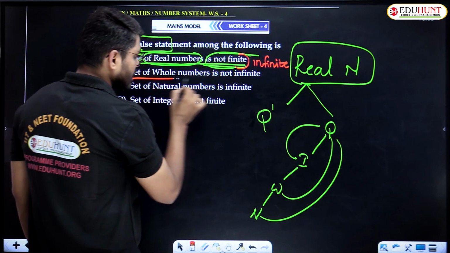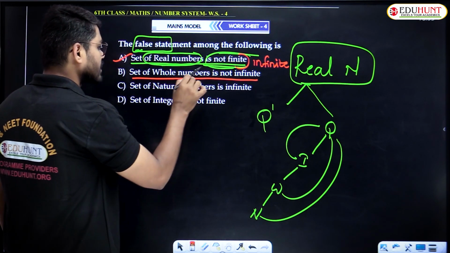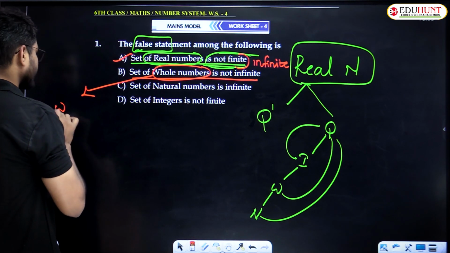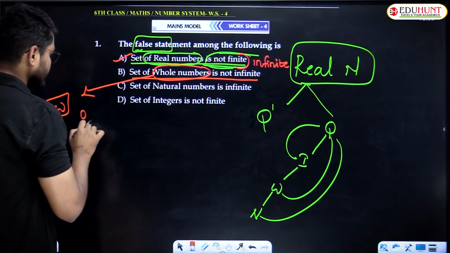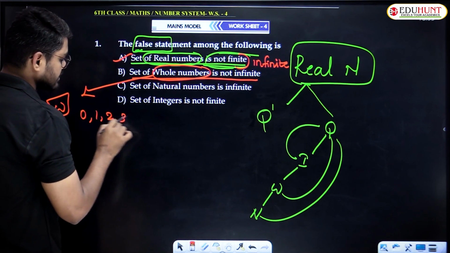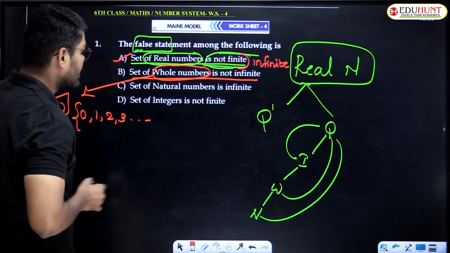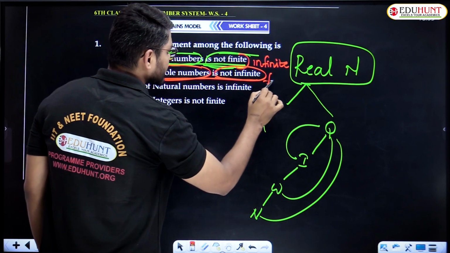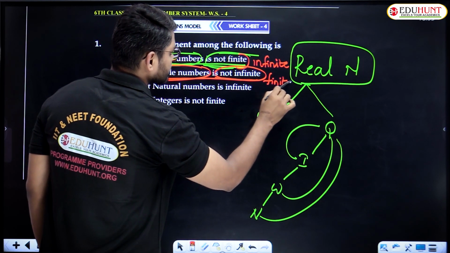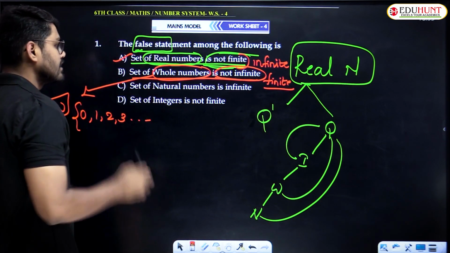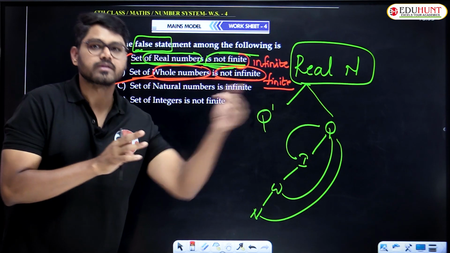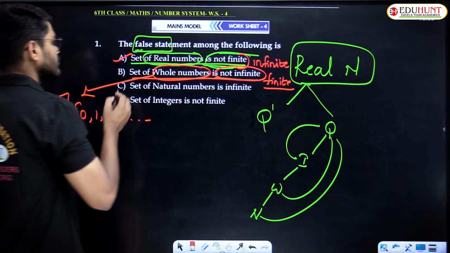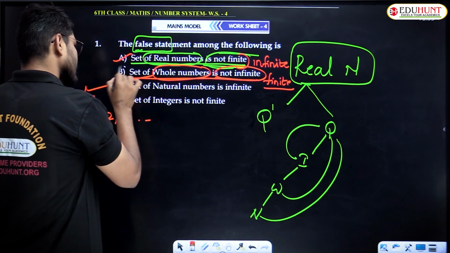Next, the set of whole numbers is not infinite. What are whole numbers here? Whole numbers are denoted by W. W means 0, 1, 2, 3 and so on. Not infinite means finite. What do you mean by finite? That means somewhere the whole numbers will stop. Is it true? No. This is a false statement. So the answer for this question is option B.